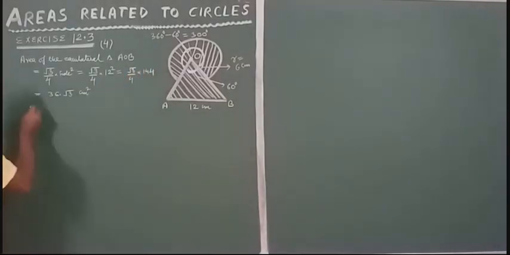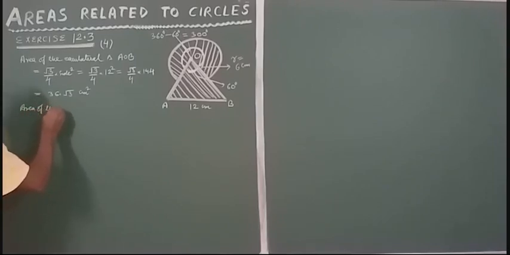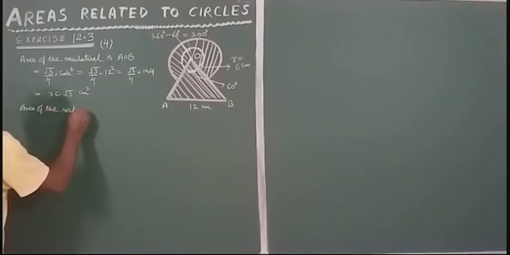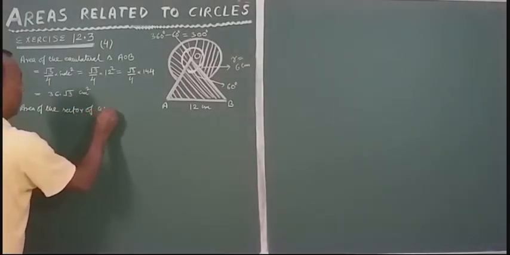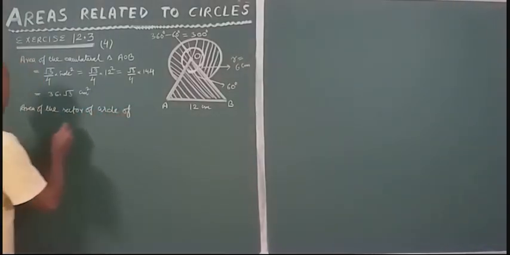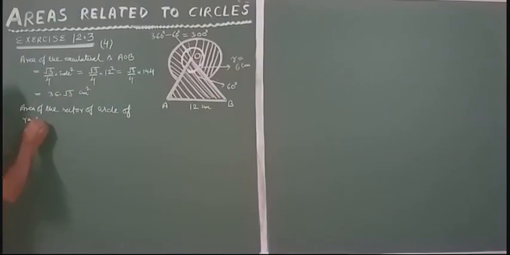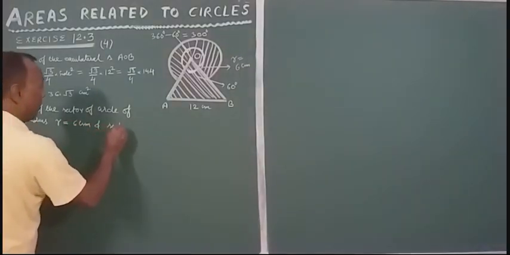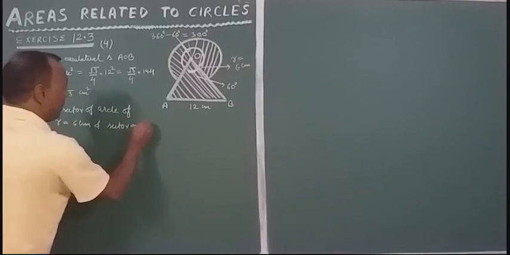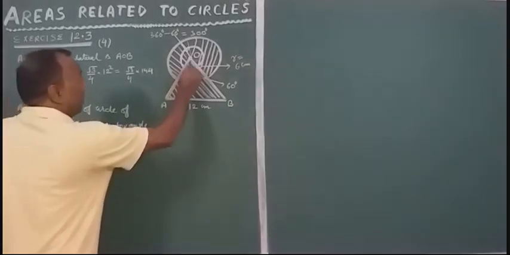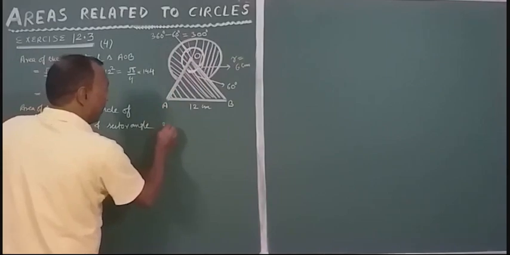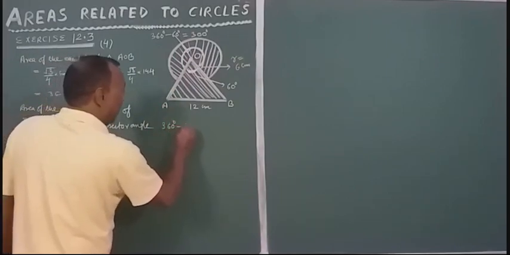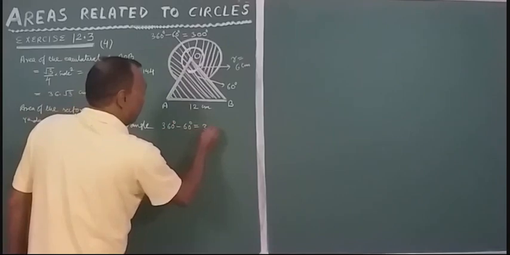This is the sector. Now area of the sector of circle of radius r is equal to how much? 6 centimeter, and the sector angle how much? This angle is 60 and this angle will be 360 minus 60, that will be 300.